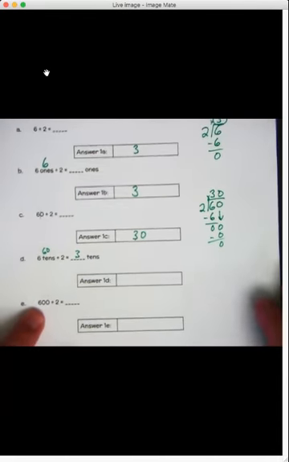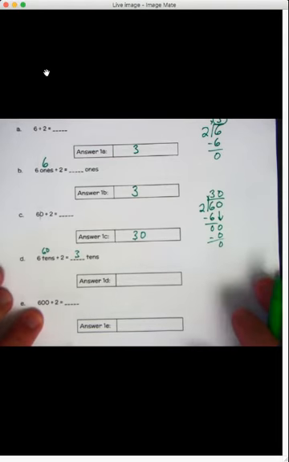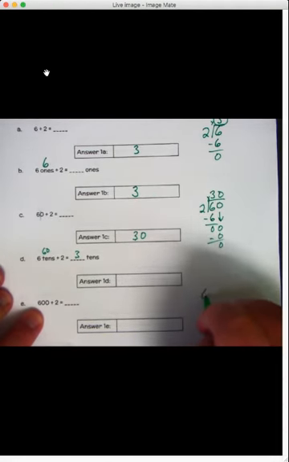600 is the next problem. 600 divided by 2. All right, so let's write it out over here. We know what it's going to be, I bet already, don't we?